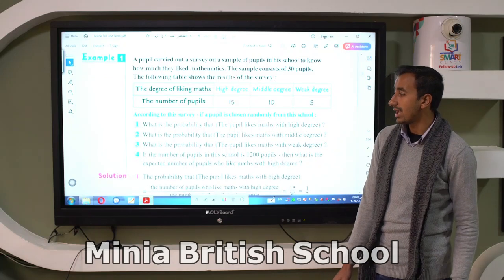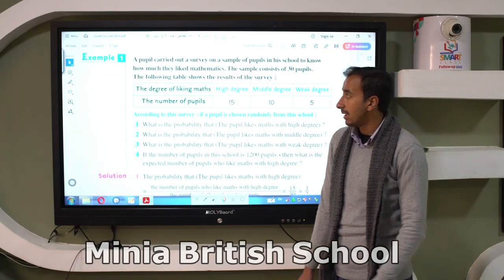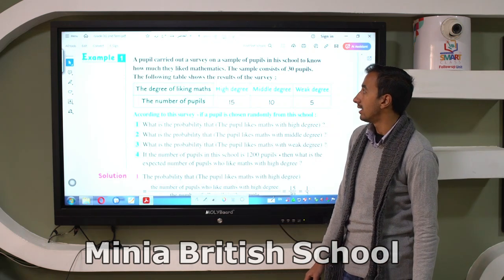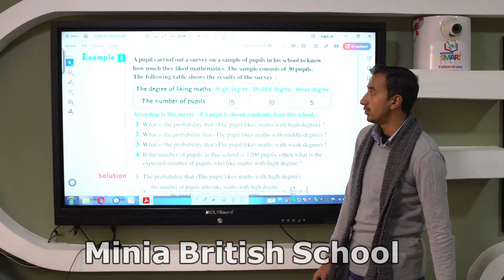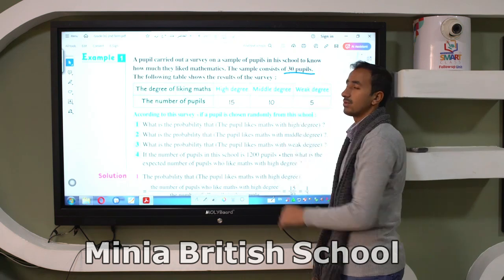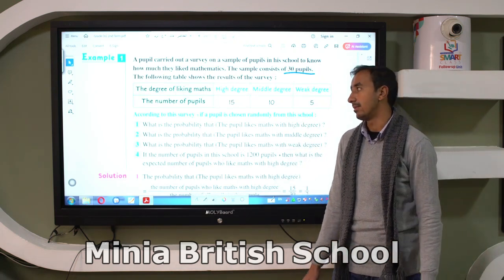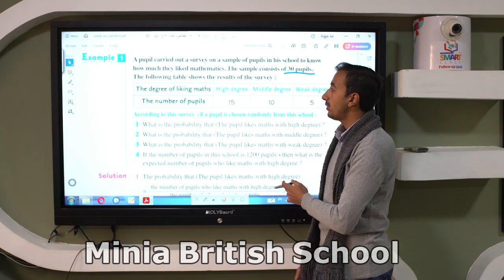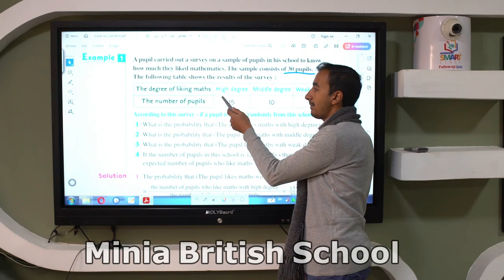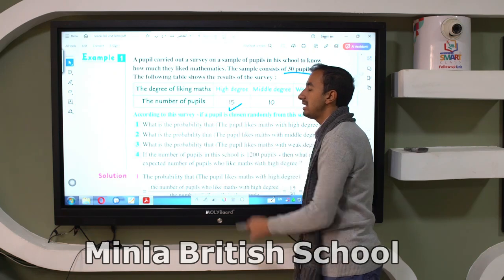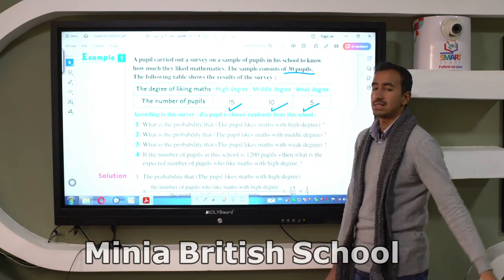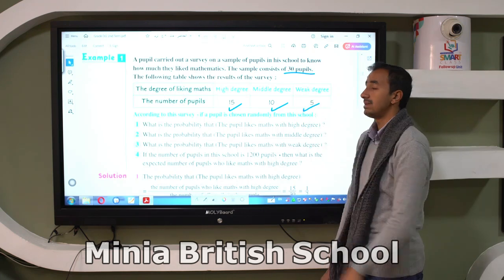Here we have an example. A person carried out a survey on a sample of pupils in his school to know how much they liked mathematics. The sample contains 30 pupils. The following table shows the result of the survey. The number of pupils with the highest degree is 15, the middle degree 10, and the weak degree 5. The total of them is 30.